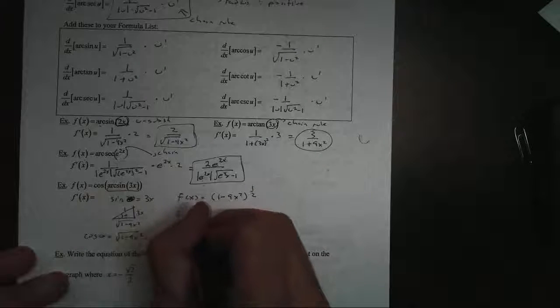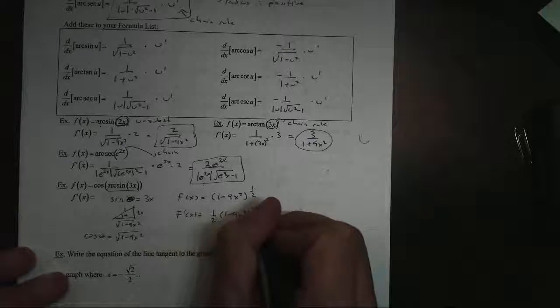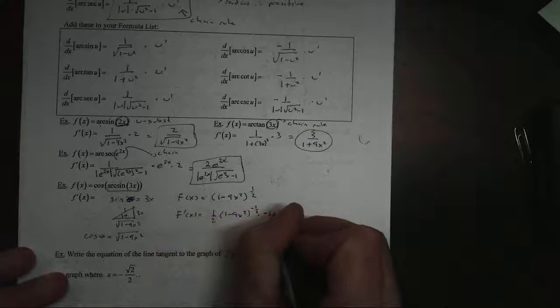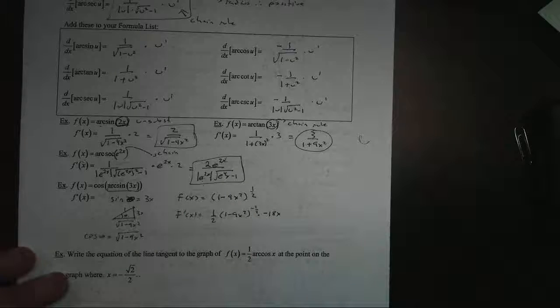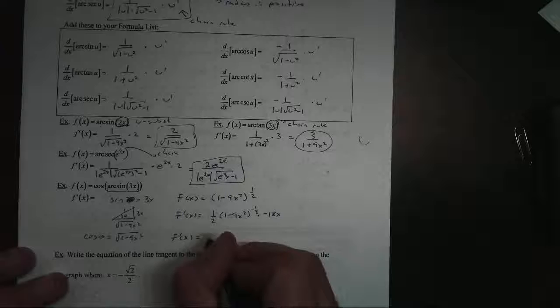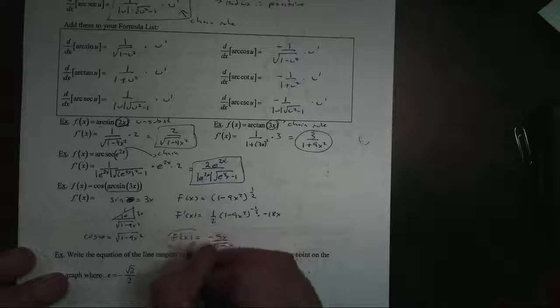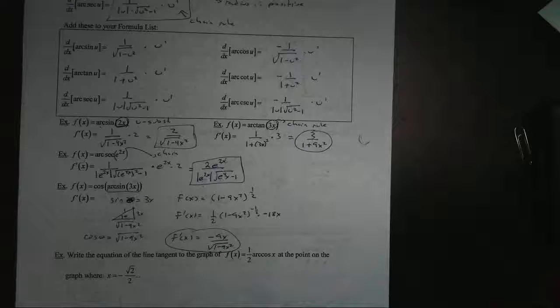I can derive that very easily. Power rule, 1/2, 1 minus 9x squared to the negative 1/2, times the derivative of the inside, negative 18x. Chain rule. And if I simplify that, we get negative 9x on top over the square root of 1 minus 9x squared. Very easy to do.